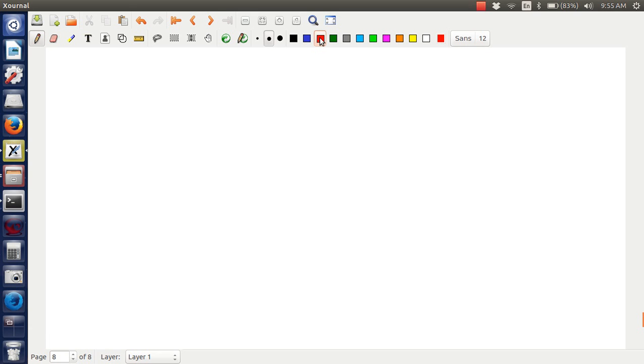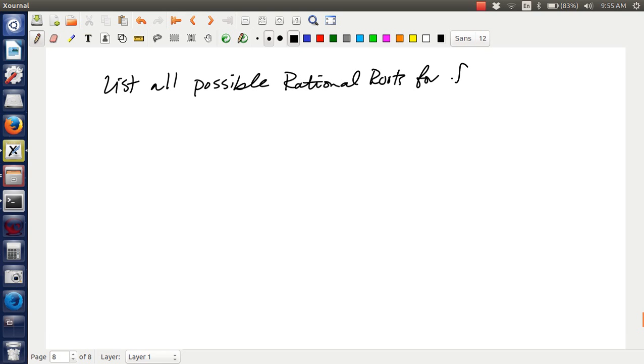Okay, so let me do another one. Here's a question. List all possible rational roots for f is x squared minus 7. So what does the theorem say to do? It says, all right, what are all the factors here? Plus and minus 1, plus and minus 7. And again, this is just a coefficient of 1. So the possible roots are plus and minus 1 and plus and minus 7.